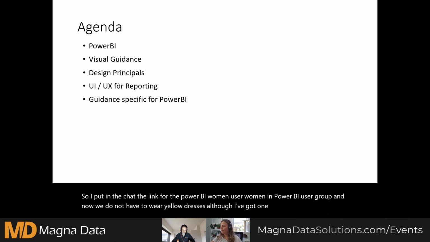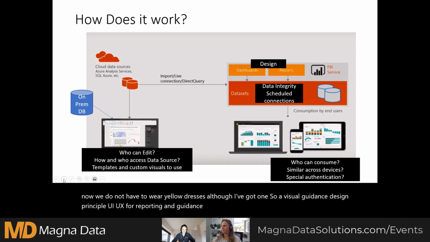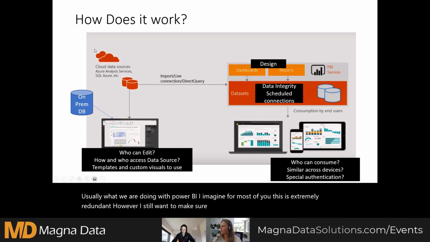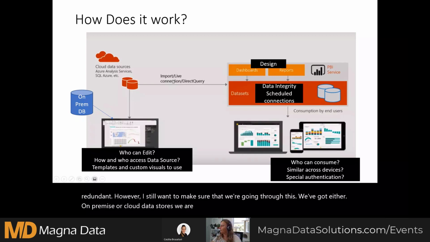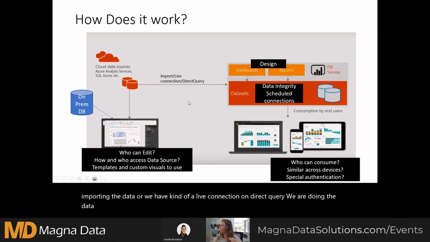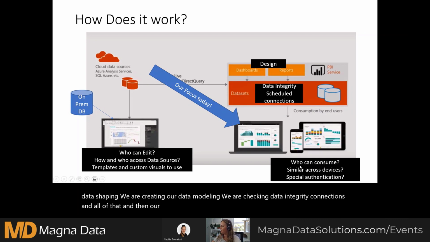So: visual guidance, design principles, UI/UX for reporting, and guidance specific to Power BI. So how does it work? Usually what we are doing with Power BI, I imagine for most of you this is extremely redundant. However, I still want to make sure that we're going through this. We've got either an on-premise source or a cloud data source. We are connecting the data. We are importing the data, or we have a live connection with DirectQuery. We are doing the data shaping. We are creating our data modeling. We are checking data integrity, connections, and all of that. And then our focus is just beginning here.